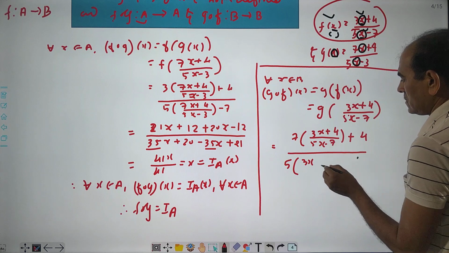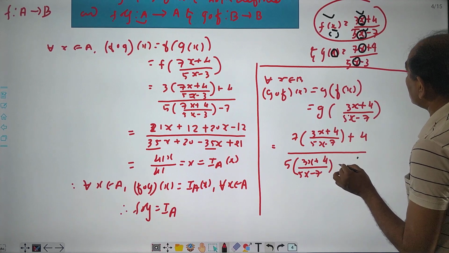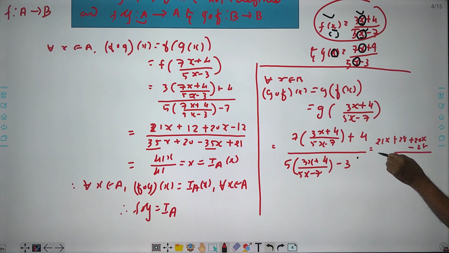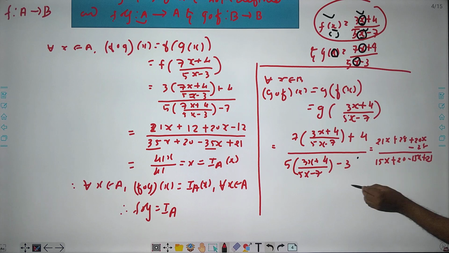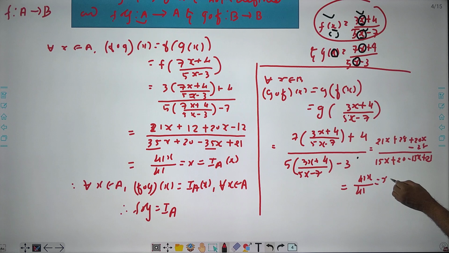Here, (3x+4)/7 minus (5x−7)/... minus 3. Now take the LCM. What do we get here? 21x plus 28 plus 20x minus 28. Same way here, 15x plus 20 minus 15x plus 21. So what do we get here? 41x over 41, and that is equal to x.